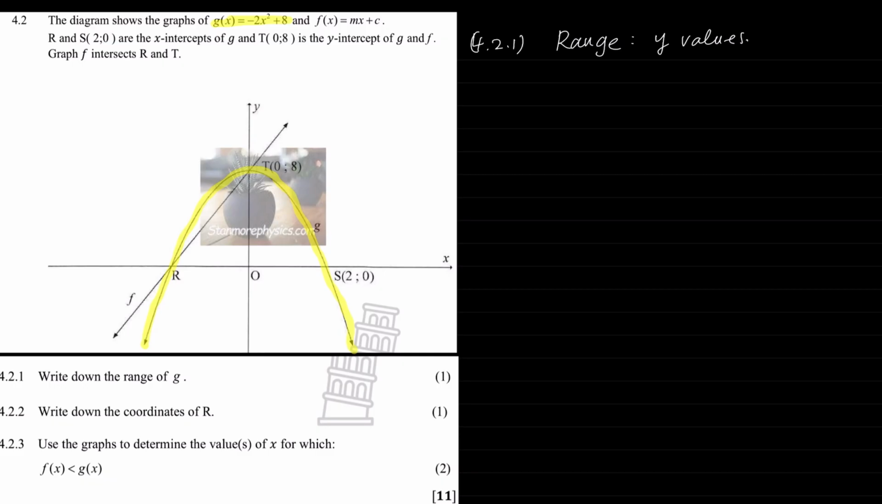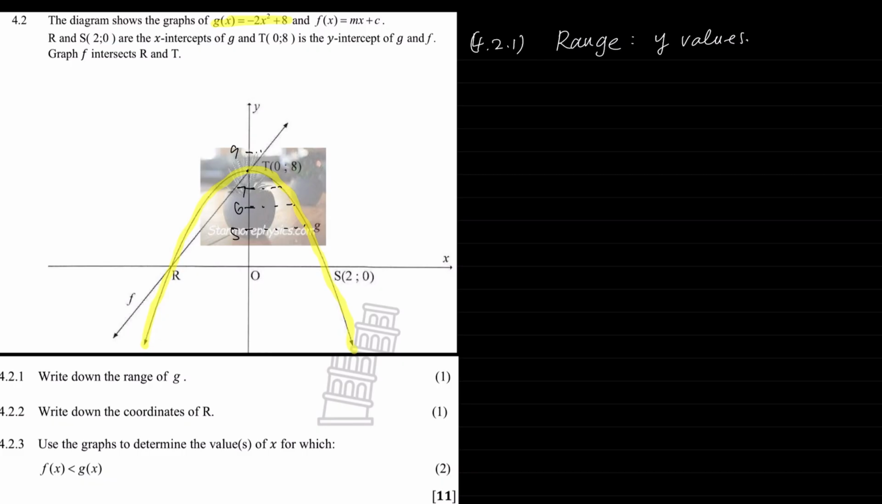Okay, so if you're looking at this function, if you say, maybe y equals 5, will it be valid? Yes, it will be valid. Y equals 6, will it be valid? Yes. Y equals 7, will it be valid? Yes. 8, yes, it will be valid. 9, no, because there is no part of that function that has a value where y is 9.